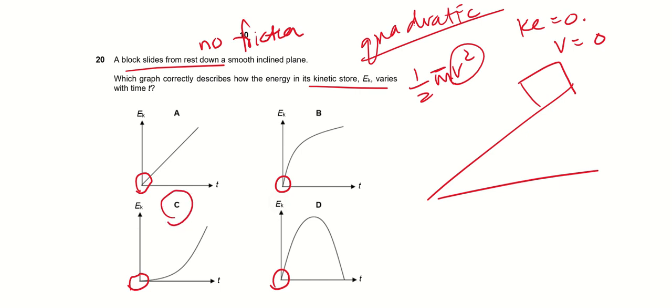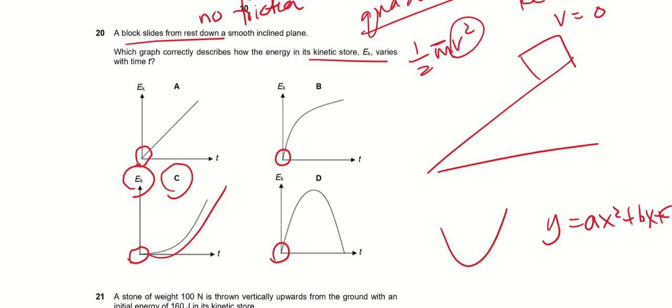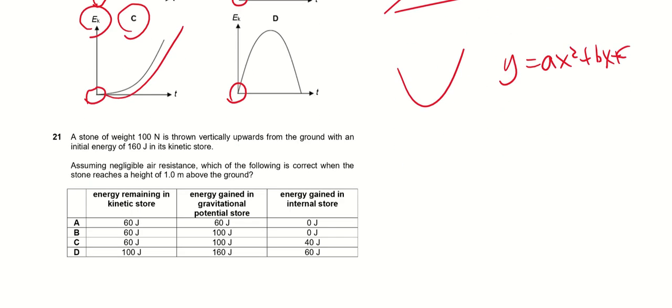It's going to increase exponentially, right? So if you have y equals ax squared plus bx plus c, you are going to have this kind of graph. Okay, so the kinetic energy is just going to increase exponentially, not linearly. Okay, so answer is C.